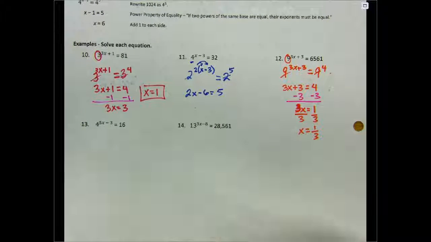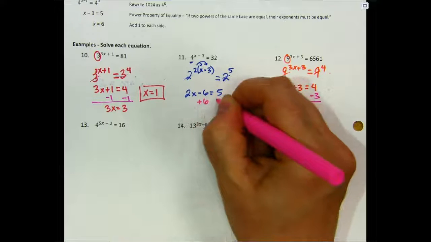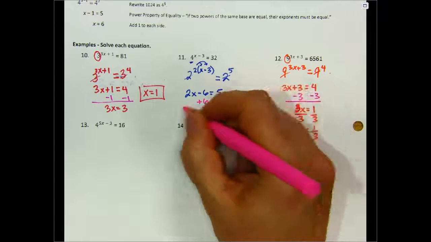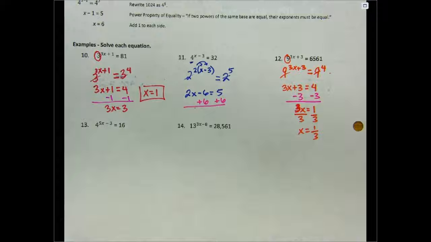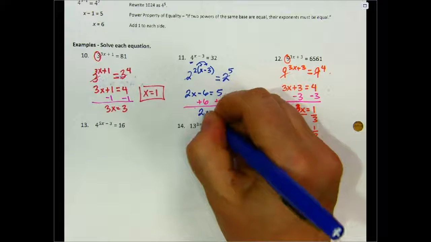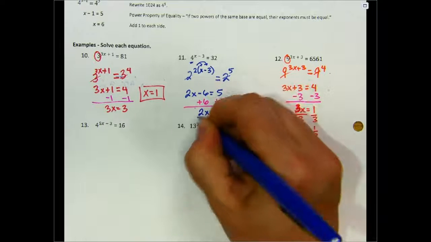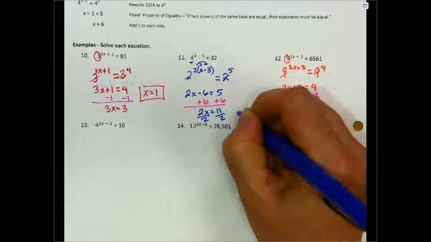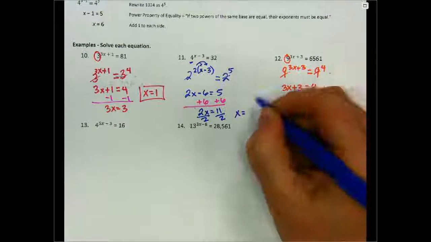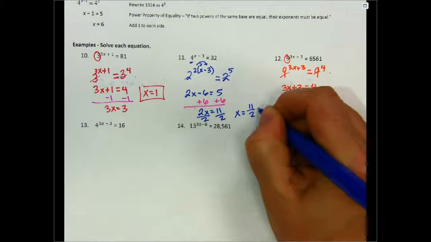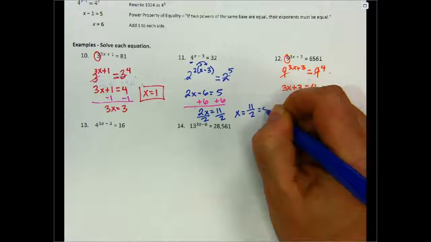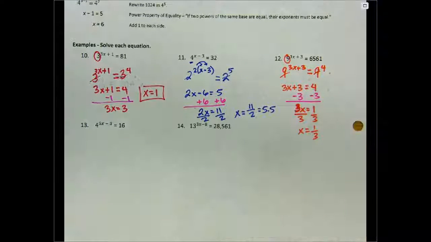I'm going to add the 6 to both sides. Oh, this is going to be another fraction. Okay, and I get 2x equals 11, divide by 2, divide by 2, so x equals 11 halves. If that really bothers you, it's okay to put 5.5 also. Either one would be fine. I'd be fine if you left it as 11 halves.